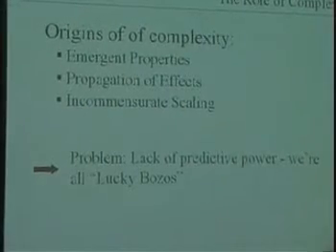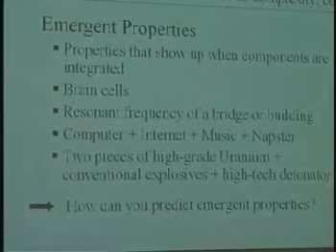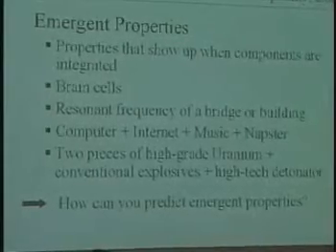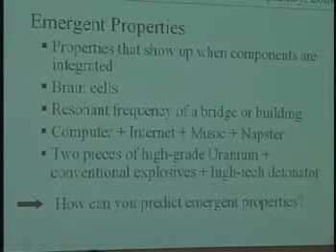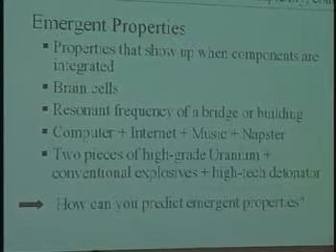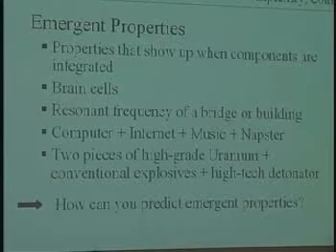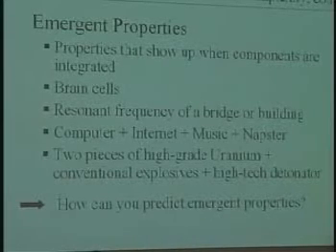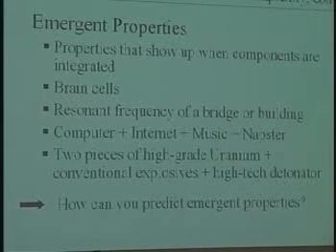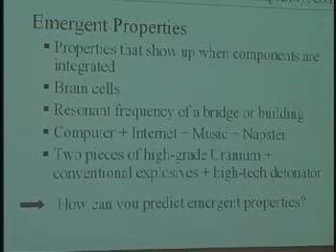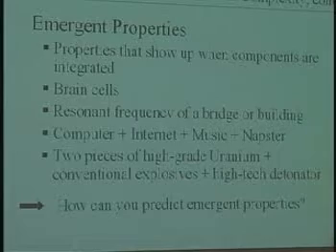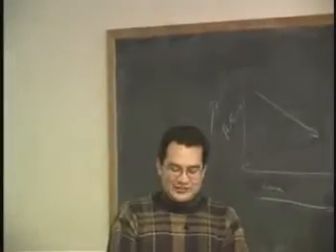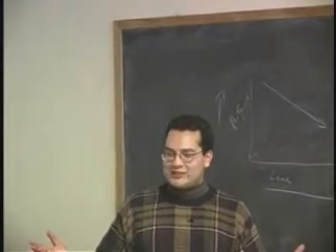So let me talk about these three origins of complexity. The first is emergent properties. These are properties that show up when components are integrated. One great example is brain cells. So you have a brain cell. What does it do? It transmits signals. It modifies the signals. Some of them do fancy things like Fourier transforms. But what happens when you put a lot of them together in the right configuration? Well, you get sentience, you get consciousness. How could you ever predict from just looking at this one cell that that's what's going to occur?